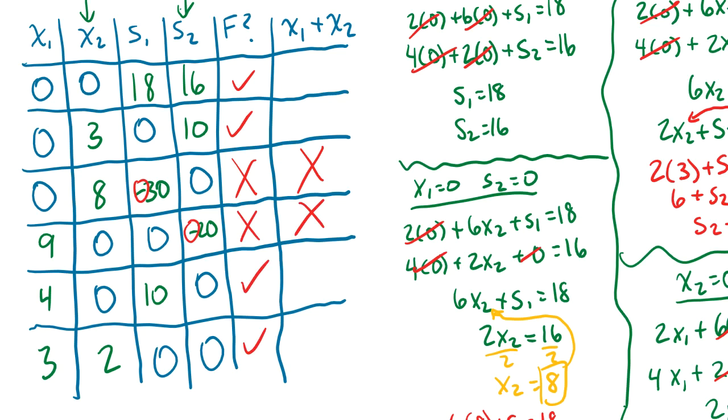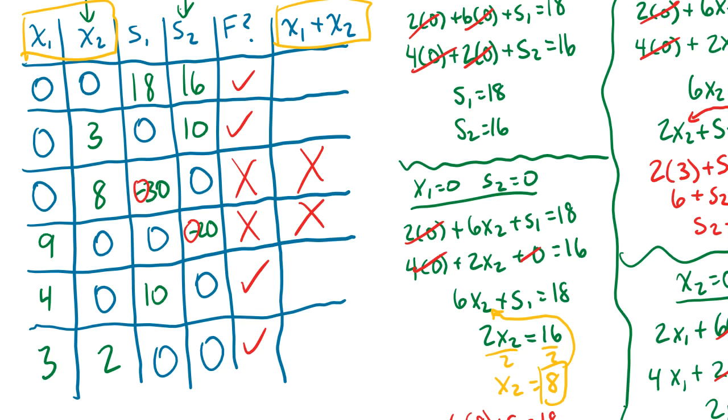Now we start plugging it in. Remember, when we plug it in, we're only plugging in x1 and x2 because that's all that's in our objective function. The s1 and s2 were just a way to get the corner points, but we never actually have to plug in s1 and s2 into our objective function.